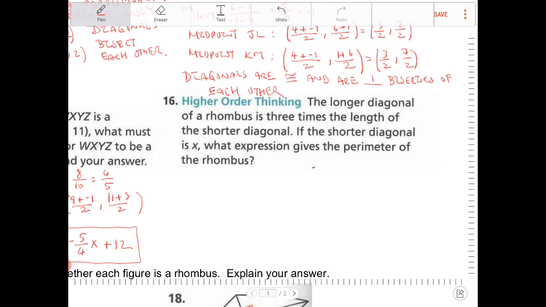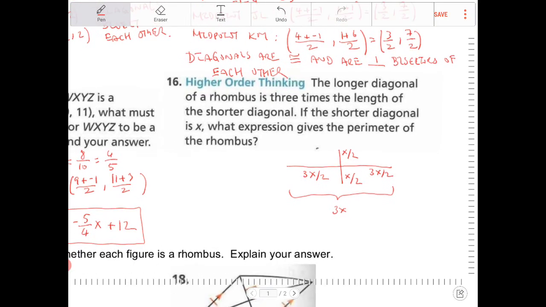Higher order thinking. I like these questions. The longer diagonal of a rhombus is 3 times the length of the shorter diagonal. If the shorter diagonal is x, that means I have x over 2 and x over 2, and this entire length will be 3x. What expression gives the perimeter of the rhombus? Ooh, okay. So this guy over here is 3x over 2, and this guy over here is 3x over 2.